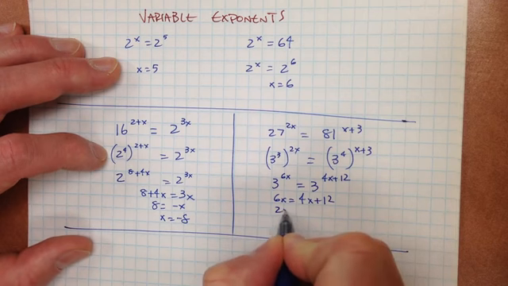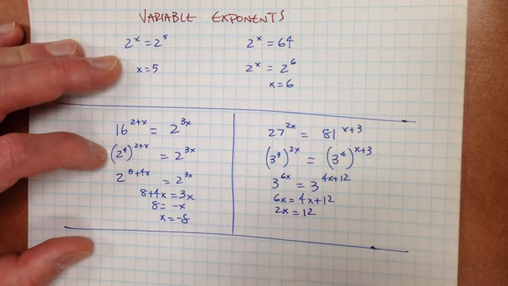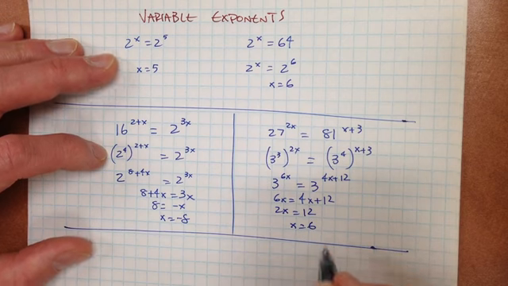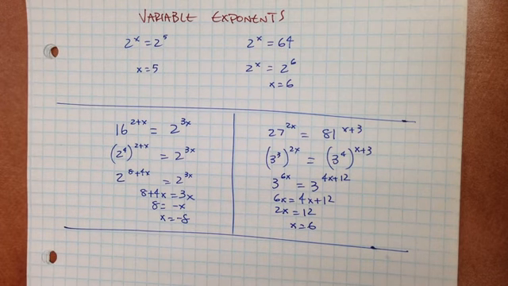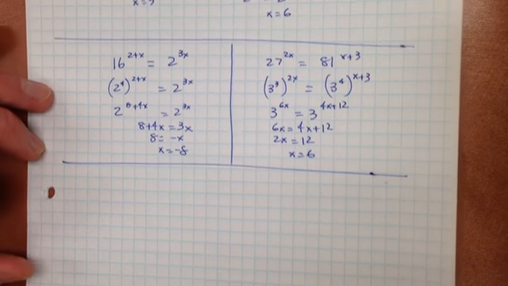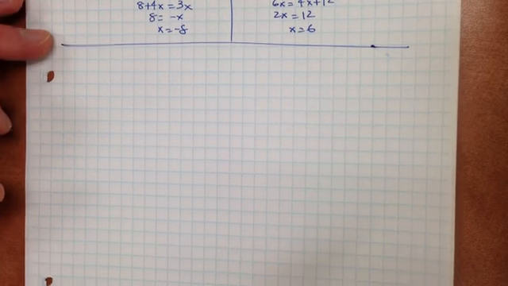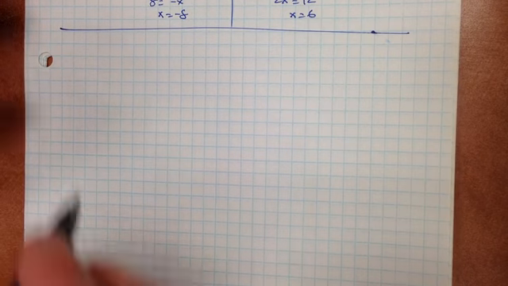Subtract 4x. Divide. x equals 6. Whew, fortunately I made it there. That was kind of nerve-wracking running out of room like that. All right, let's keep on moving down the line here.